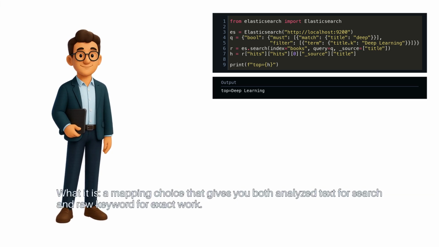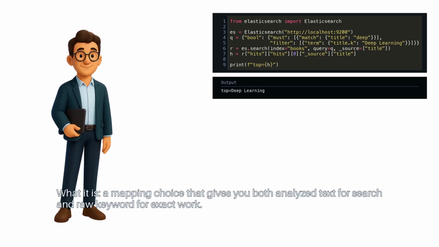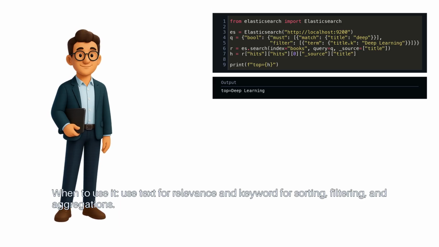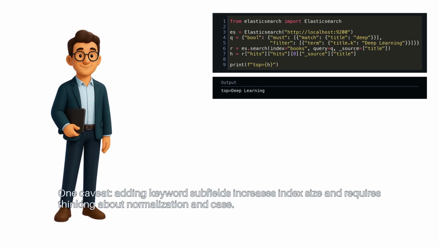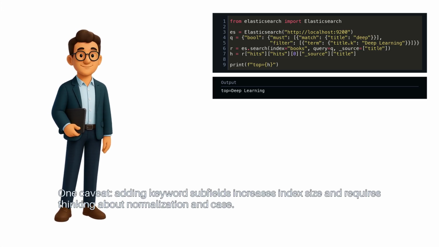Recap. What it is: a mapping choice that gives you both analyzed text for search and raw keyword for exact work. When to use it: use text for relevance and keyword for sorting, filtering, and aggregations. One caveat: adding keyword subfields increases index size and requires thinking about normalization and case.